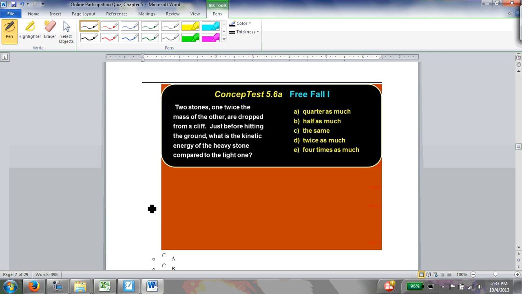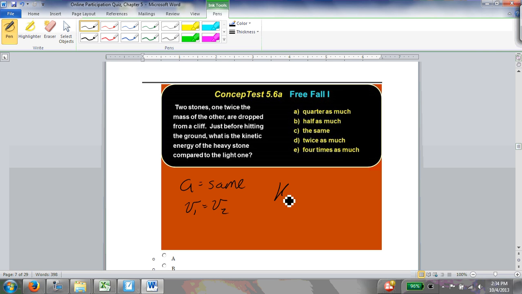Two stones, one twice the mass of the other, are dropped from a cliff. Just before hitting the ground, what is the kinetic energy of the heavy stone compared to the light one? Well, I know they accelerate at the same rate for both of these, regardless of the mass. So they're going to have the same velocity. The velocity of the first stone will equal the velocity of the second stone, regardless of the mass, and that actually comes up in the next question.